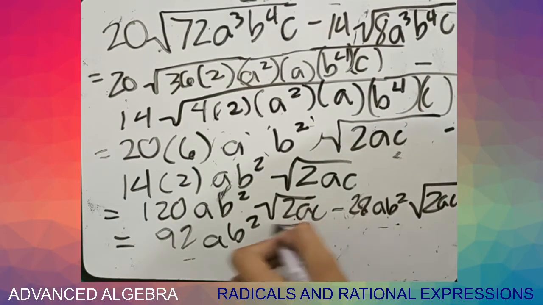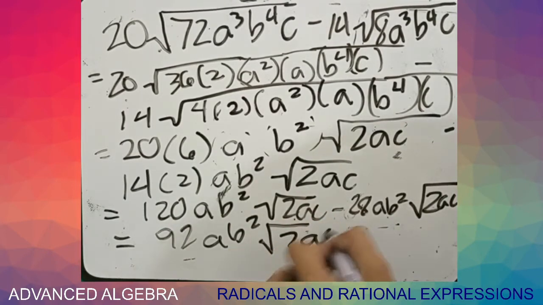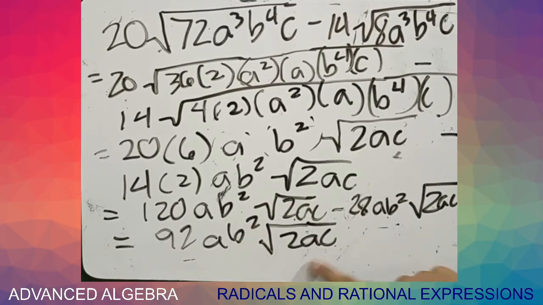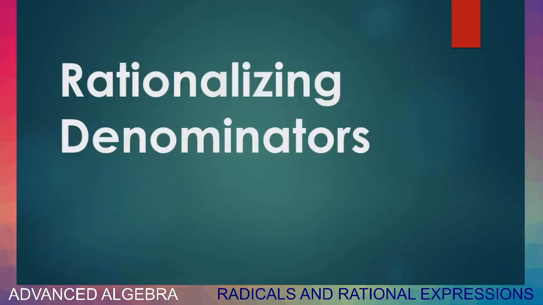Square root of 2. So, yan. So, medyo sikip sa ating sa whiteboard natin kasi maliit lang siya. So, yan. So, ang sagot ay 92AB squared, the square root of 2AC. So, yan lang yun. Okay? So, tumungo tayo sa ibang topic.